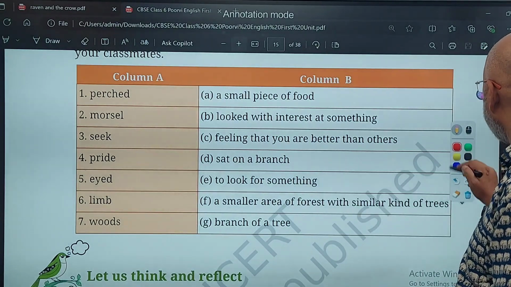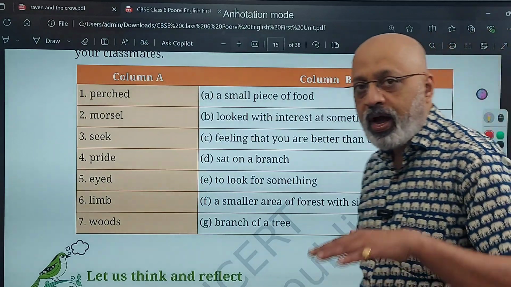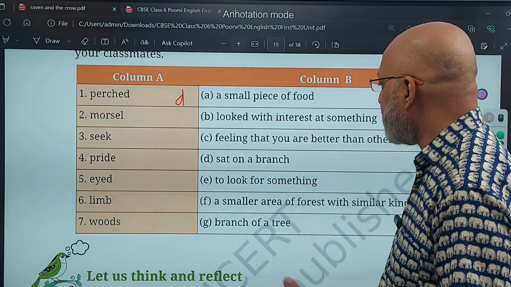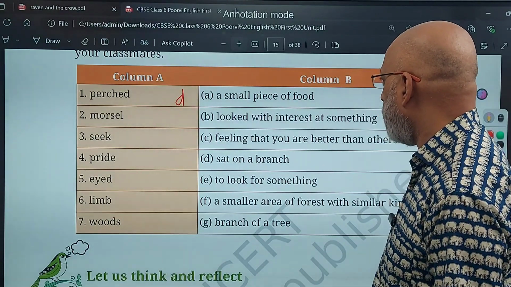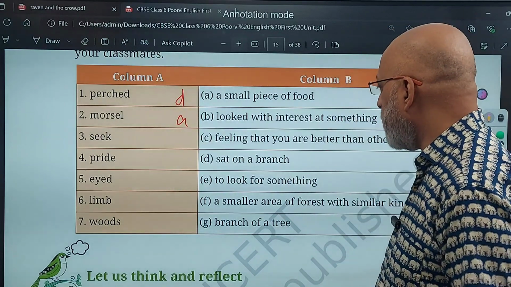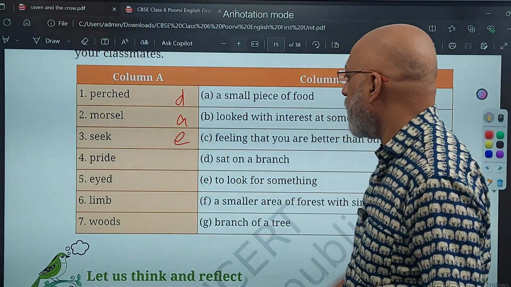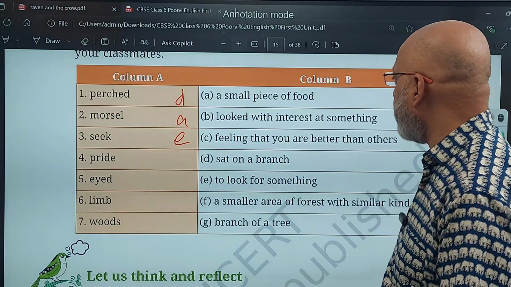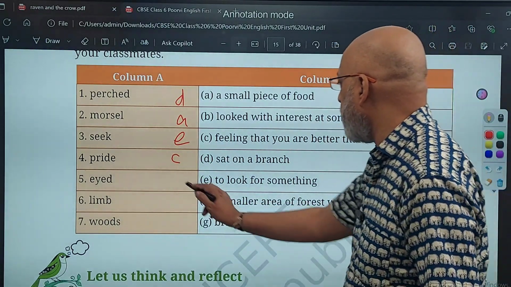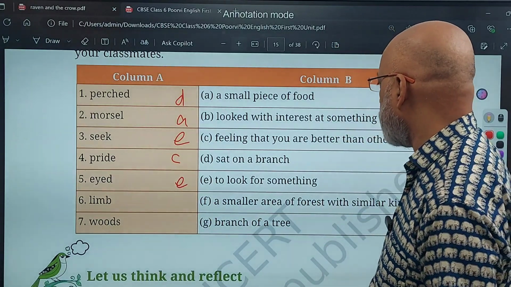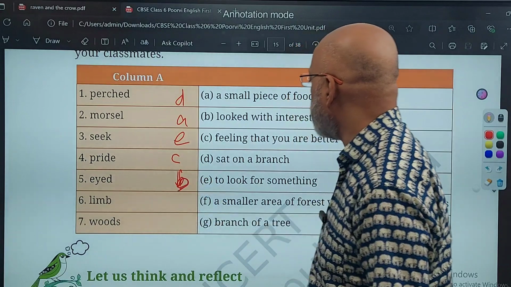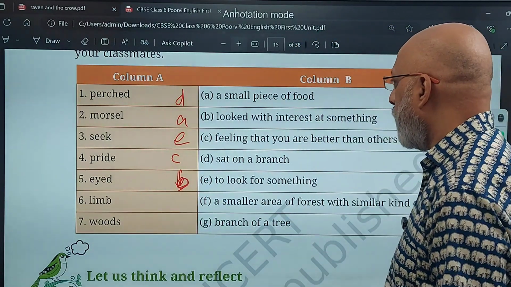बताओ, we will do it together. Perched का मतलब I told you sitting on a branch. So this is D. Morsel is a piece of food. A. Seek means you are looking for something. E. Pride, to kind of feeling that you are better than the others. C. Eyed matlab you are look for something. Sorry, eyed, looked at with interest. It is B.